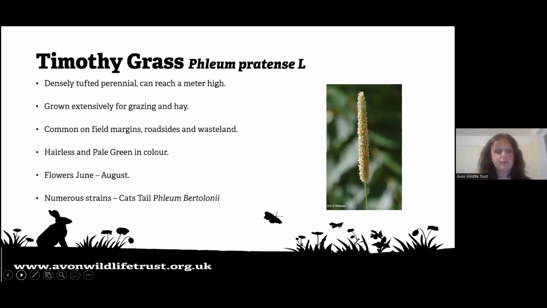Timothy grass is a densely tufted perennial and can reach 1 metre high. They are grown extensively for grazing. You can buy it in the shops, your Timothy hay for your rabbits and whatnot. They flower from June to August, and there are numerous strains. It's also called cat's tail as well.